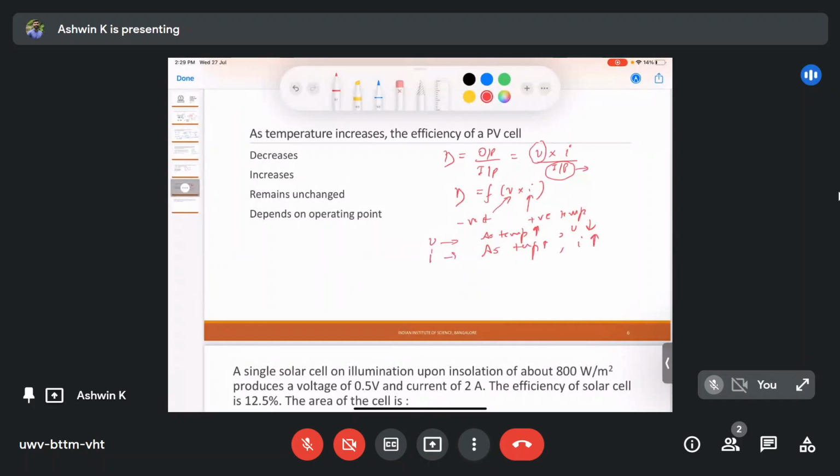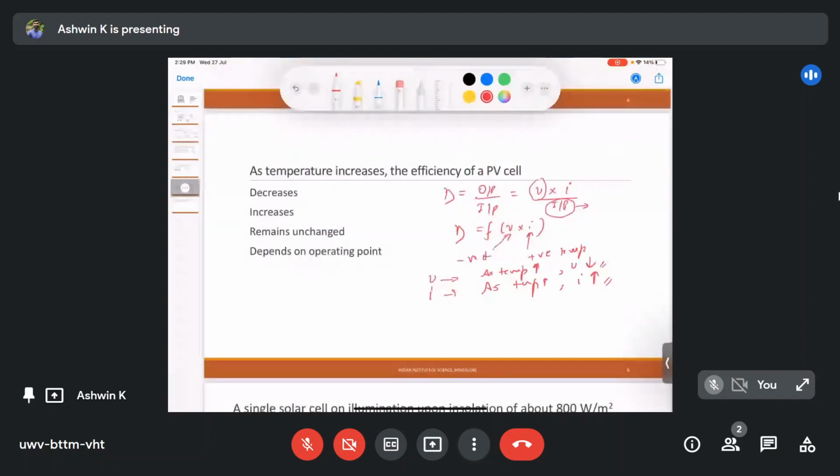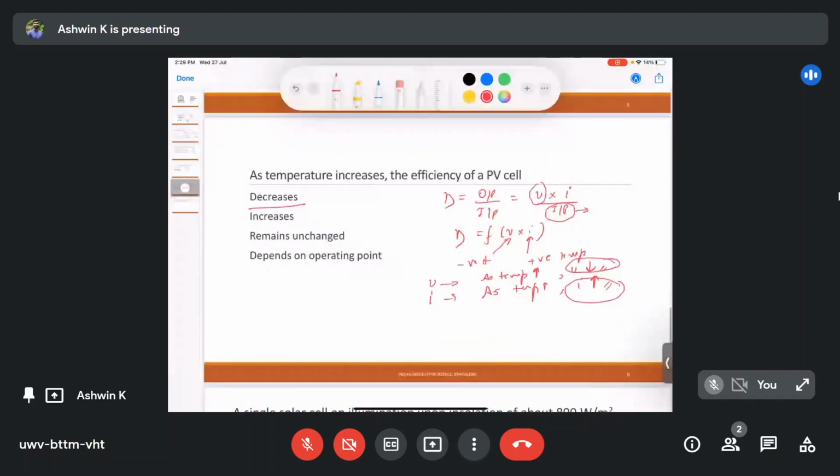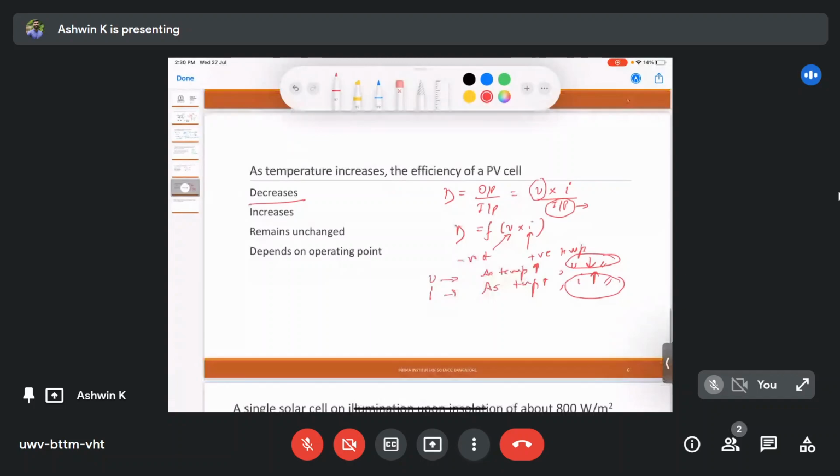If you look at the values of these respective parameters from any practically available solar PV cells, you will observe that the decrease in voltage dominates over the increase in current, resulting in a net decrease in efficiency of the cell. So in general we can say that as temperature increases, the efficiency of a PV cell decreases. To think more about this, you can take values from standard data sheets and calculate this. Let us move on to the next question.